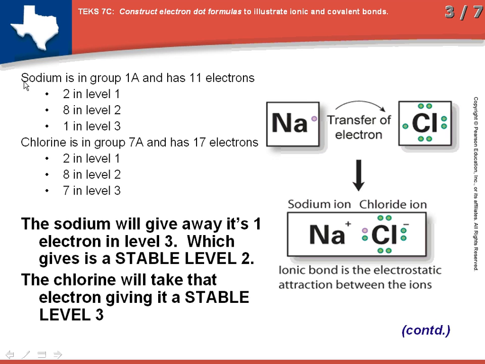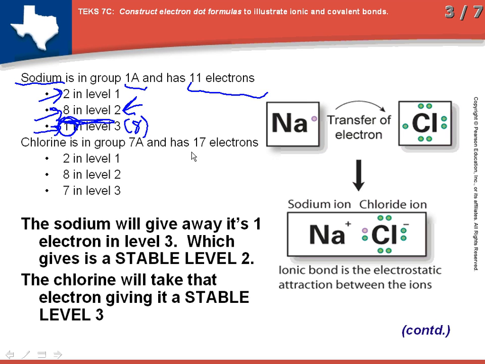In the case of sodium, sodium is in group 1A and it has 11 electrons in its atom form, because remember, it's atomic number 11. When we put those in the energy levels, we find it has 2 in its first, 8 in its second, and only 1 in its third. But remember, this third one could hold 8. It wants 8. It has a full one already in level 2. So it would very much like to get rid of this 1 electron so it can have a nice full, stable level 2.